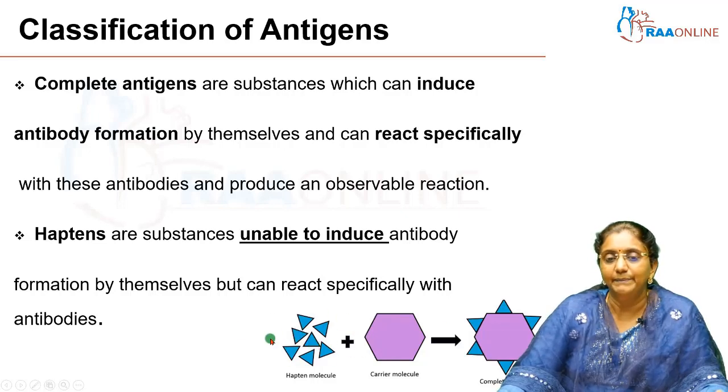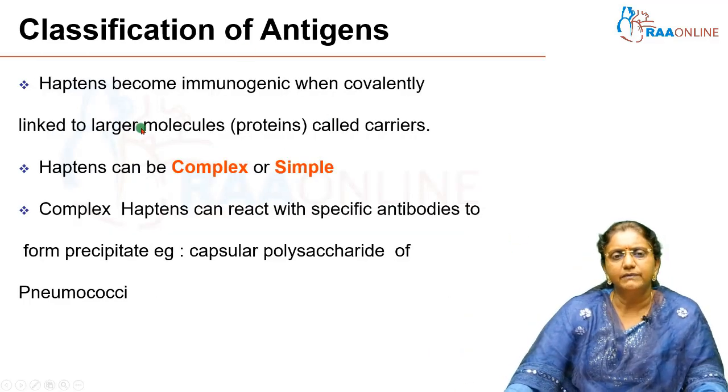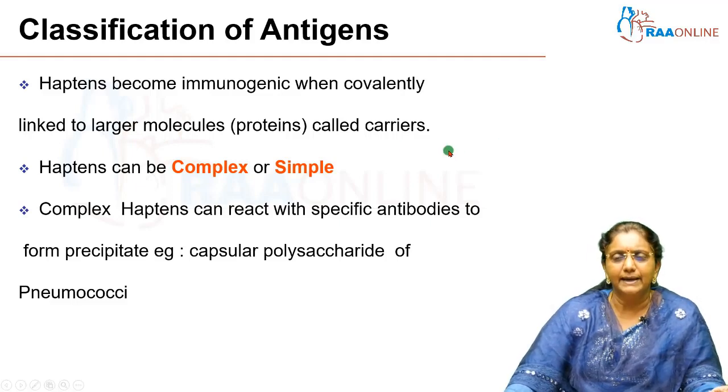However, the hapten can be made to induce and then react by linking it. You can latch this on to some carrier molecules, then they become complete antigens and can induce an immune response. So haptens become immunogenic when you link them onto larger molecules. The word hapten comes from haptein, H-A-P-T-E-I-N, which means to fasten. You fasten it or attach it to a larger molecule, then they become like complete antigens.